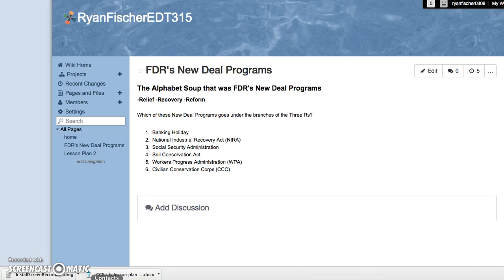For today's class lesson, we're going to go deep into FDR's New Deal programs. Some will call it the alphabet soup because of all the acronyms involved with it. There were three aspects of most of FDR's programs: relief, recovery, and reform. Relief was an attempt to give money to the American people in this time of economic crisis, to help the common man and family get through.